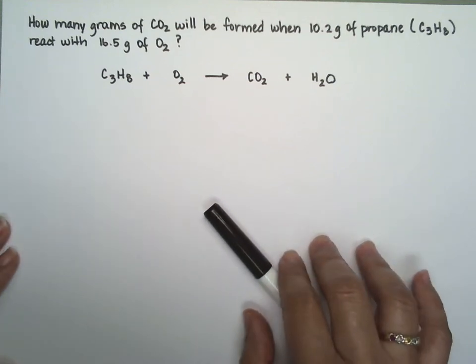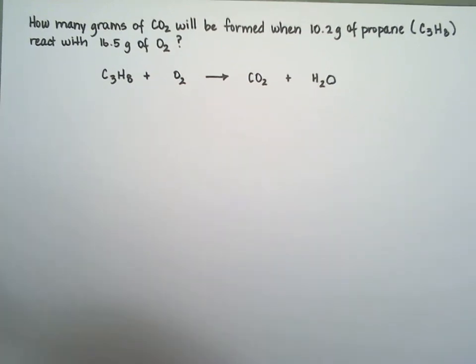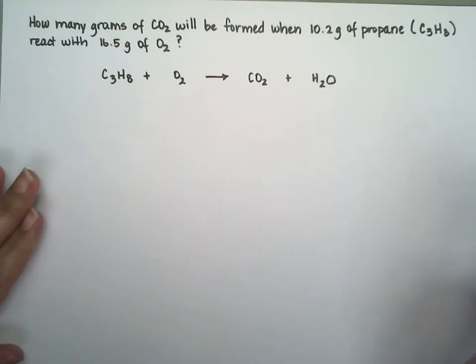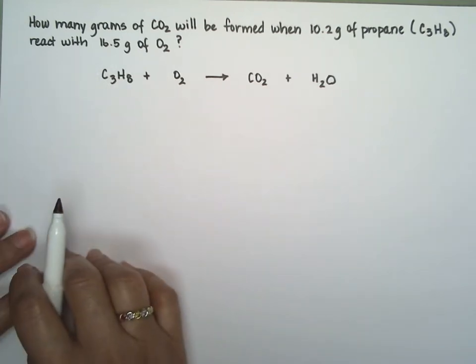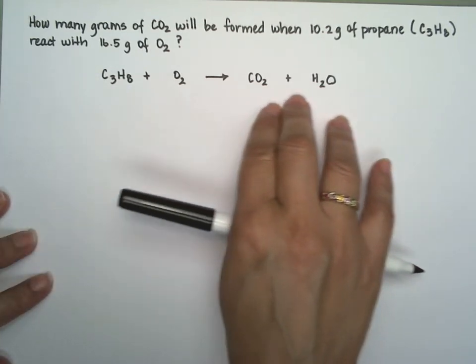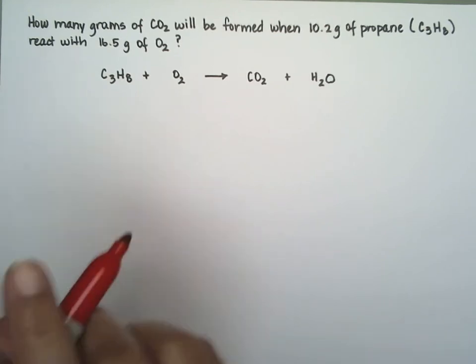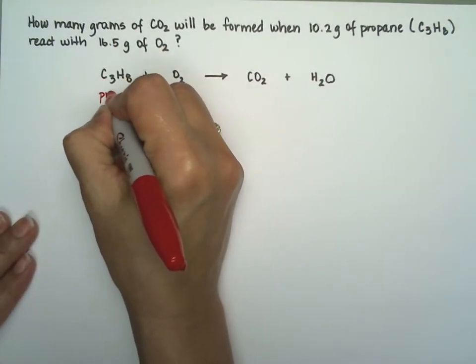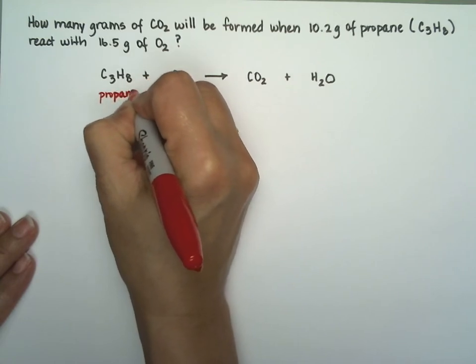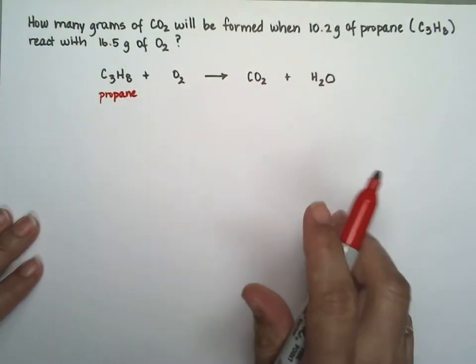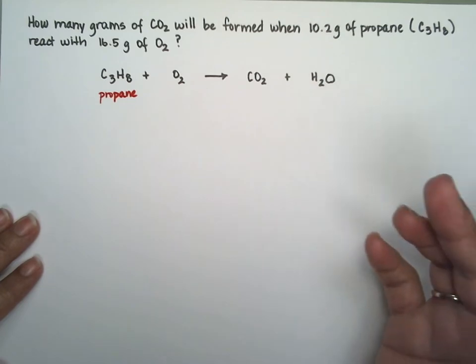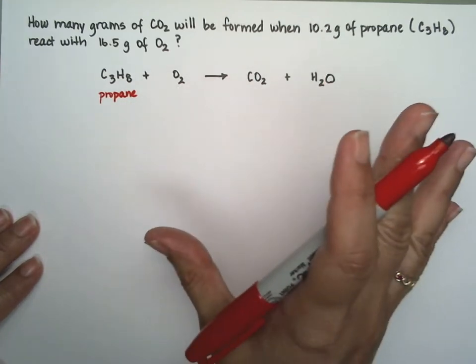How many grams of CO2 will be formed when 10.02 grams of propane, which is C3H8, react with 16.5 grams of oxygen? And they give us the reaction right here. By the way, that reaction is a combustion reaction. So this is propane, and propane reacts with oxygen to form CO2 and water. The first thing you do with any equation is check that it's balanced.